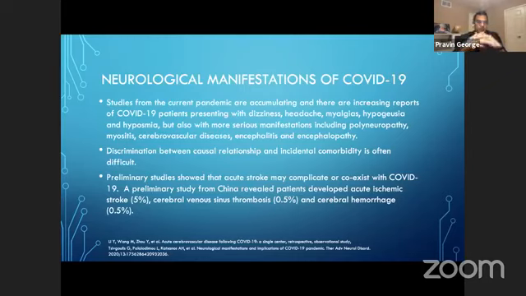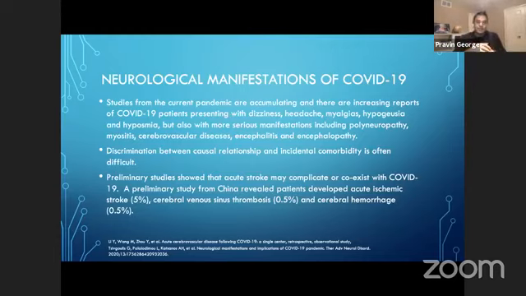Even in our population, we're starting to see a lot more GBS than we had seen with other viral diseases. So this is kind of an interesting disease in that it really seems to stimulate all parts of the nervous system, and the immune system. There's some discrimination between causal relationship and incidental comorbidity, and this is going to be difficult.